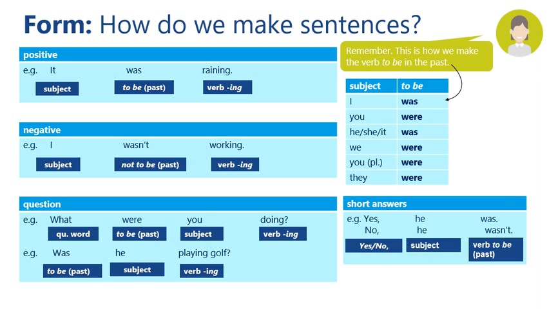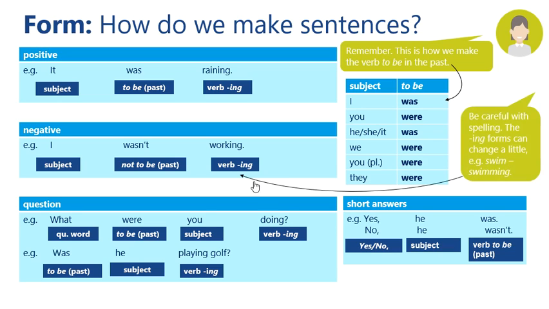For the subject I, we use was. For the subject you, we use were. For he, she, and it, we use was. For we, we use were. And for you, in plural, we have to use were. And finally, with they, we have to use were. Be careful with the spelling. The ing forms can change a little. For example, swimming, we have to double the M, that means the last letter.